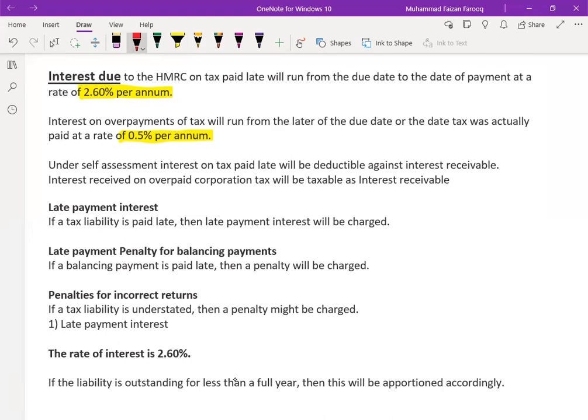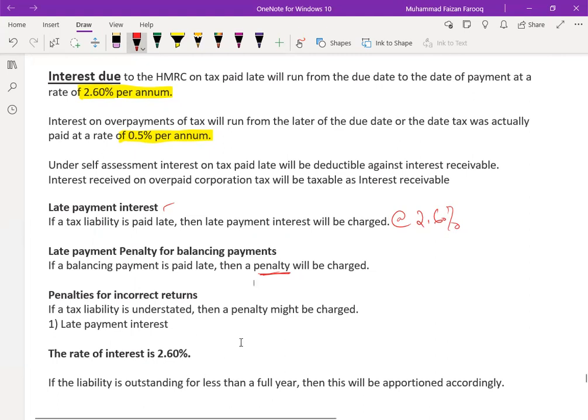Now, how will this work? Late payment interest. If a liability is paid late, then late payment interest will be charged at the rate of 2.6%. Late balancing payment: we know POA, we know balancing payment, and for companies there are no POA, there are only payments. The same interest rate is applied for individuals and companies. If the balancing payment is late, a penalty will apply. Please note it down. If you are paying a payment on account late, you have to pay interest. If you are paying the balancing amount late, you have to pay a penalty. Okay, these are the two scenarios.